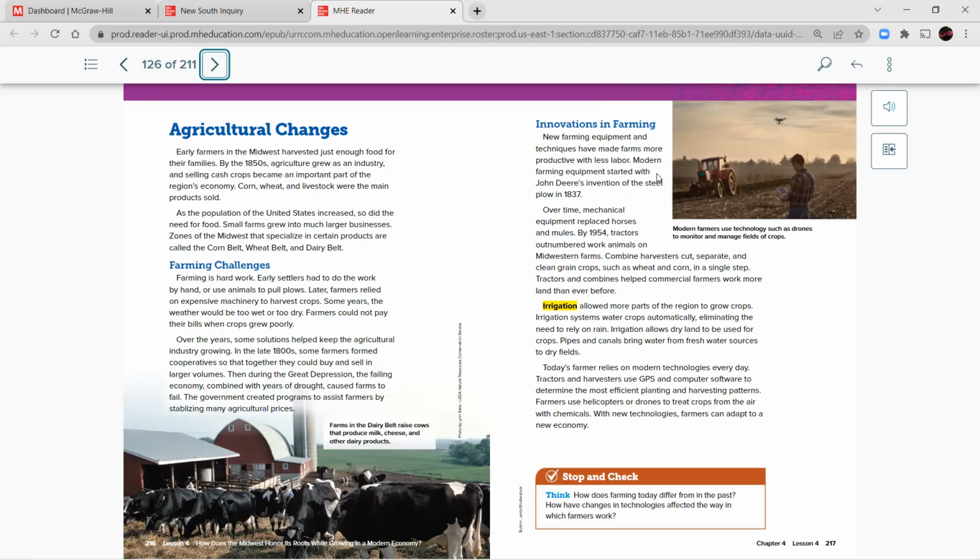Irrigation is a system of watering crops. Irrigation systems water crops automatically, eliminating the need to rely on rain. Irrigation allows dry land to be used for crops. Pipes and canals bring water from fresh water sources to dry fields.